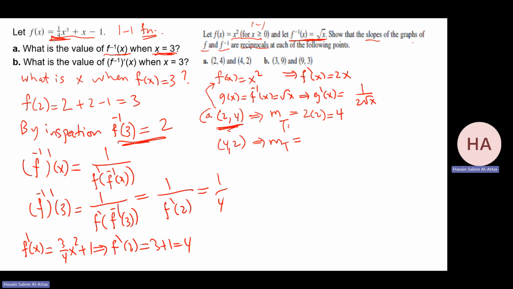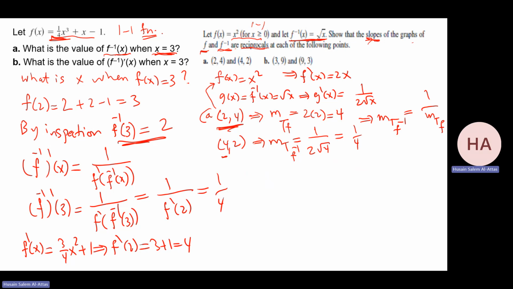It will be the tangent of f inverse. With x equal to 4, it will be 1 over 2 root 4, which is 1 over 4. Very clear. 4 times 1 over 4 is equal to 1. This is what they are looking for. The slope for f is the reciprocal of the slope of f inverse, or you can say 4 or 1 over 4. The slope of the tangent of f inverse is 1 over the slope of the tangent of f.